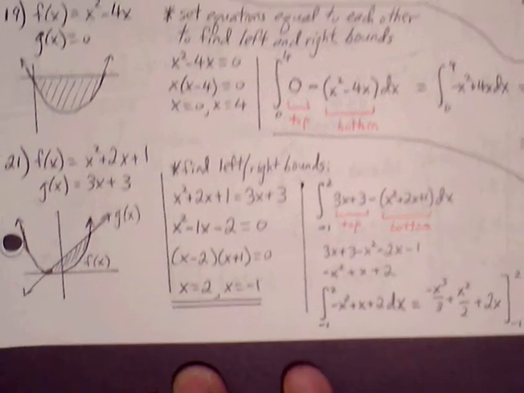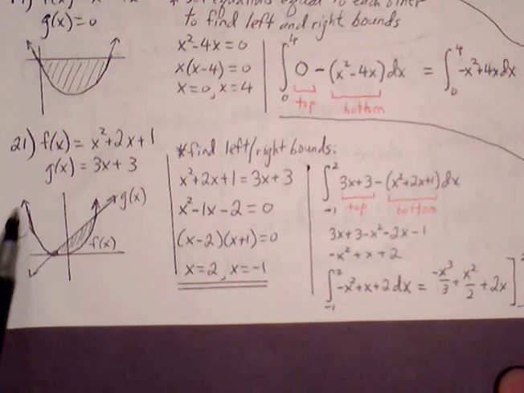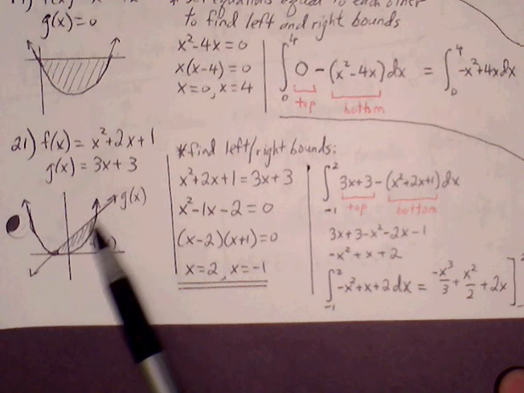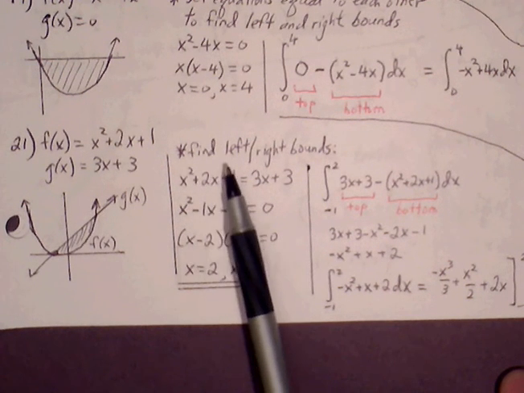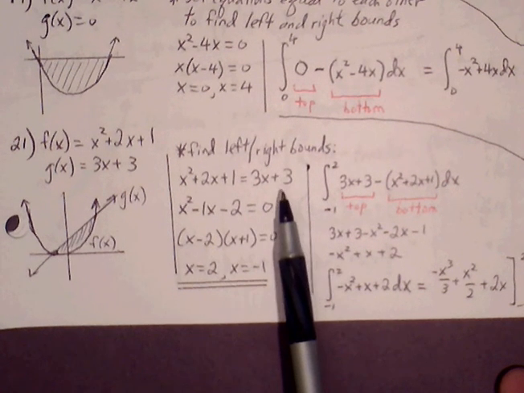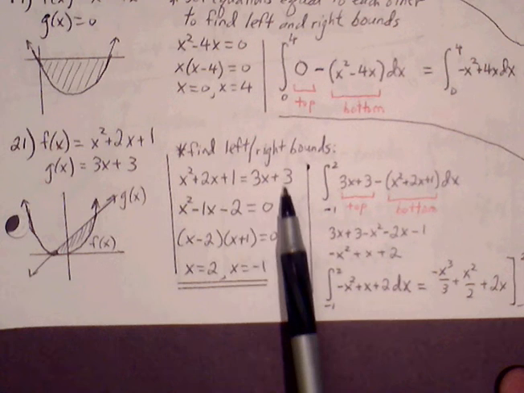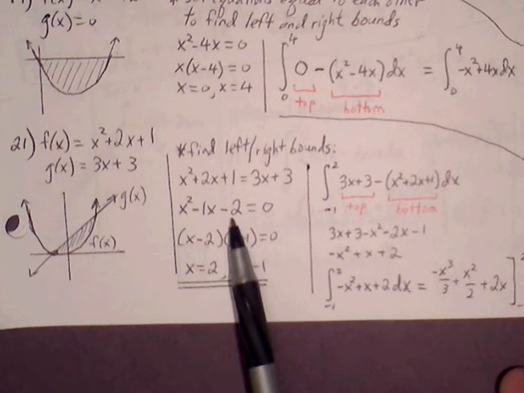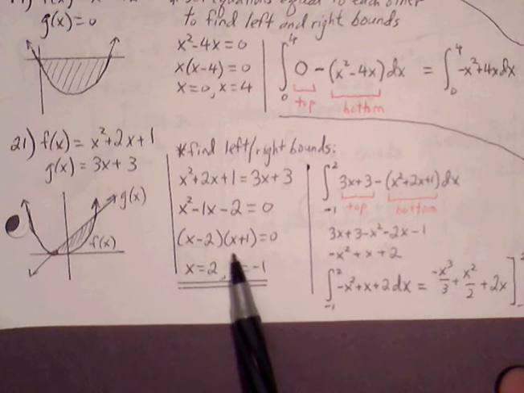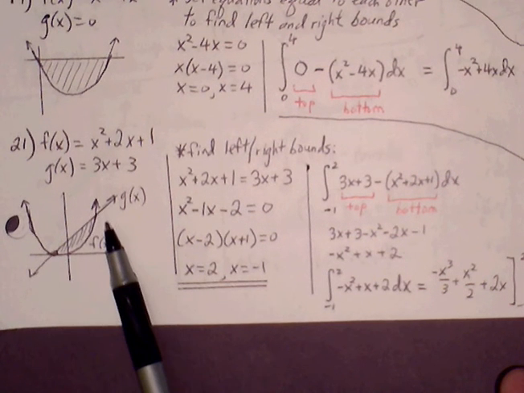All right, 21. We have our function x squared plus 2x plus 1, which will be our parabola here. And we have 3x plus 3, which is our linear function here. So we need to identify our left and our right bounds. So set the equations equal to each other. We're going to get two x values. First, we can just move everything over to the left side and combine like terms. We can now factor and solve for x. This factors to x minus 2 and x plus 1, so x equals 2 and x equals negative 1. So our left bound is negative 1, our right bound is a positive 2.